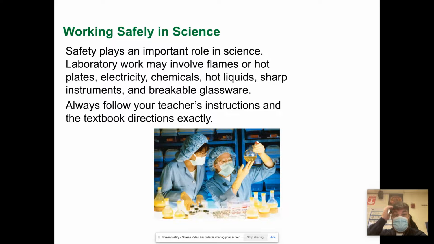Safety plays an important role in science. Laboratory work may involve flames or hot plates or electricity or chemicals or hot liquids, sharp instruments, breakable glassware. Always follow your teacher's instructions and the textbook's directions carefully. Lab safety is an important thing. You never just want to dump chemicals down the drain because you don't know how they'll react once they're mixed together.